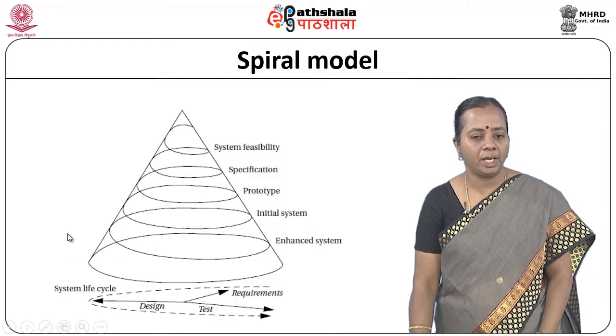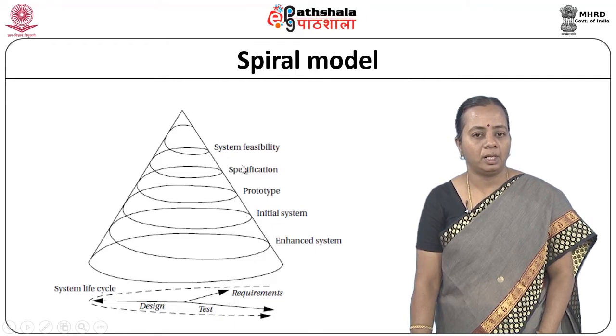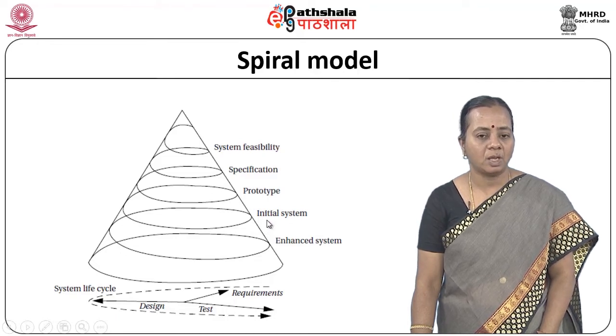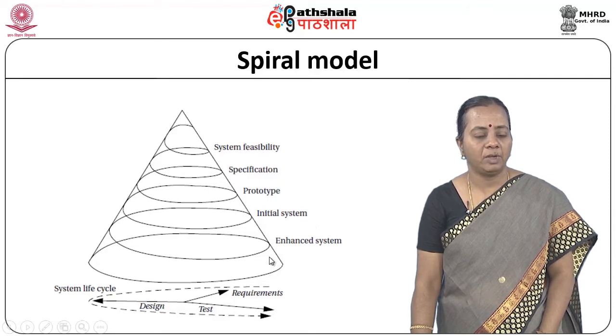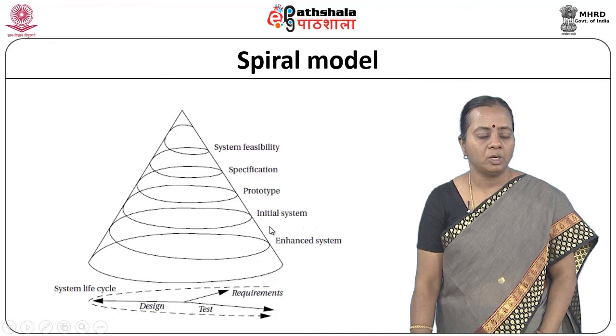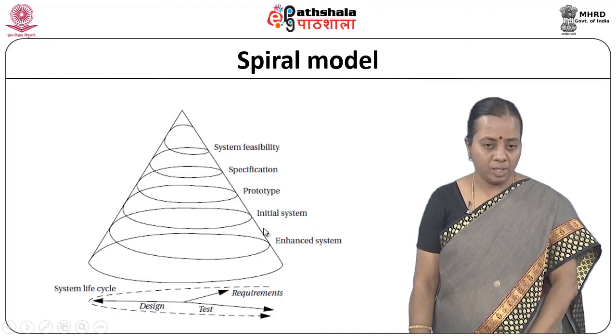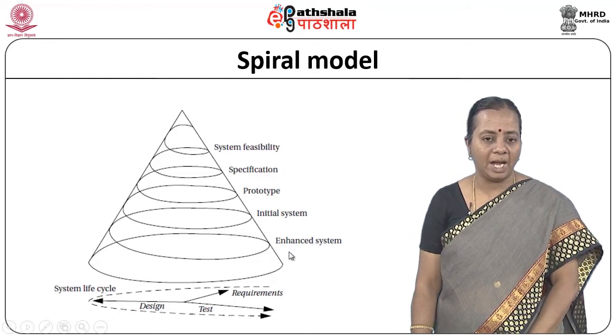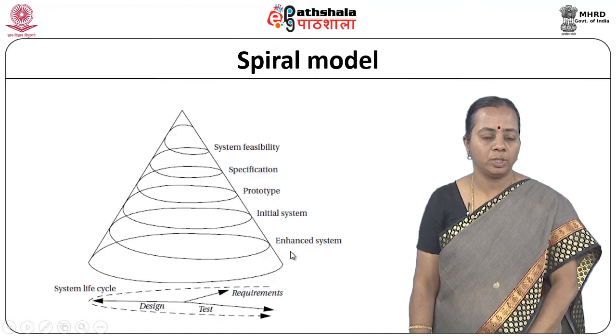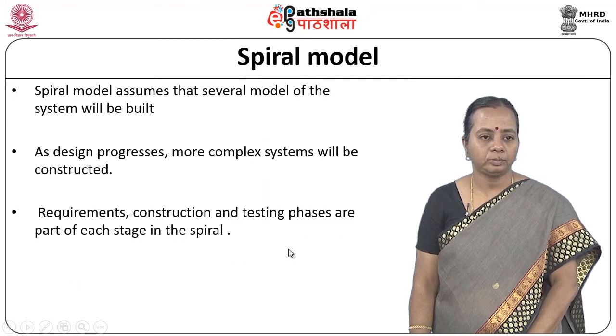We will be doing it again and again, so that the prototype is first done, then it is enhanced to an initial system, then if some problems are there, those also are rectified, and we will go ahead with the enhanced system. So it gives you a hand to improve the system from the prototype to the enhanced system. So this spiral model assumes several models of the system will be built.